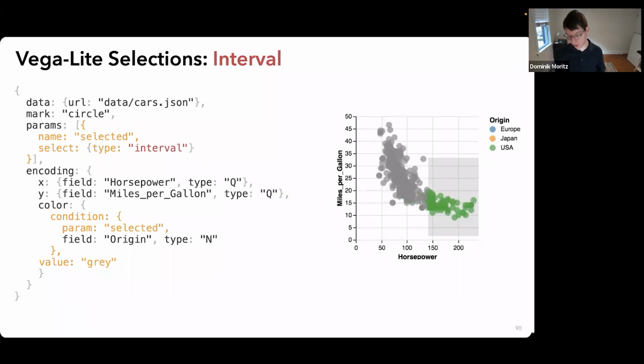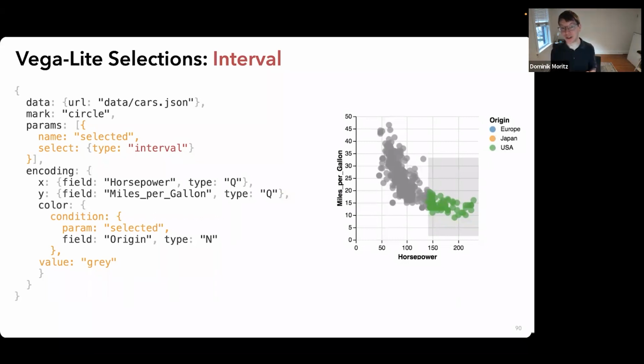If it's a brush, we're highlighting all the points that are in that rectangle. If we're doing the individual point selection, we're only selecting one point, if we're clicking, like the one that's on the top. If there are multiple, only one would be selected. If you want to select all the points of one origin, for instance, you can do that.